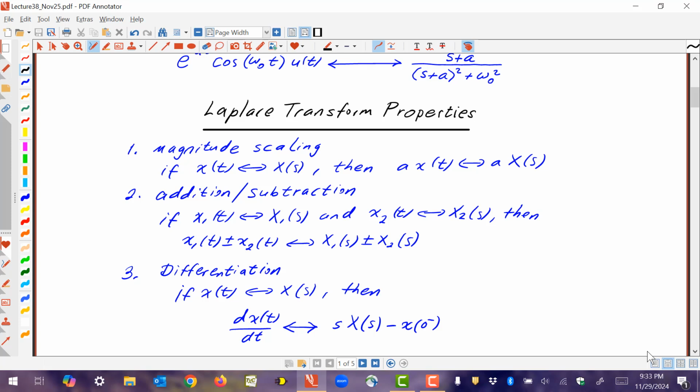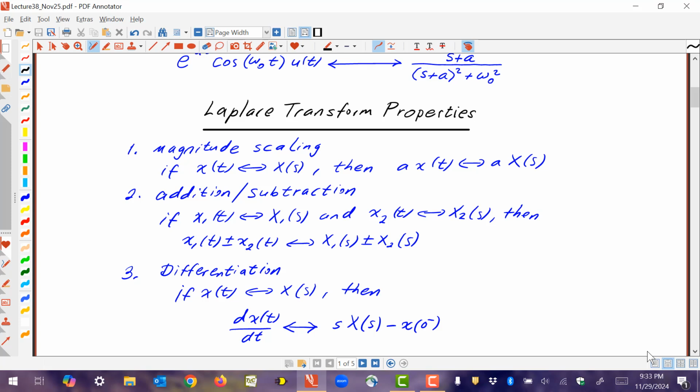If you have two functions, let's say x1 and x2, that are separate, and you know their Laplace transforms, and you make a new function from their sum or difference, the Laplace transform of the sum or difference is the sum or difference of the Laplace transforms. Pretty obvious.